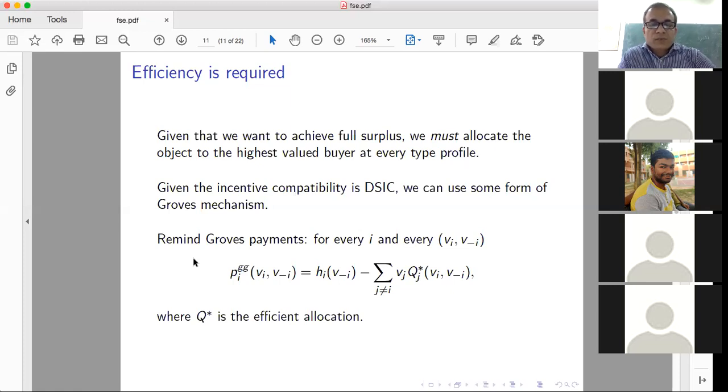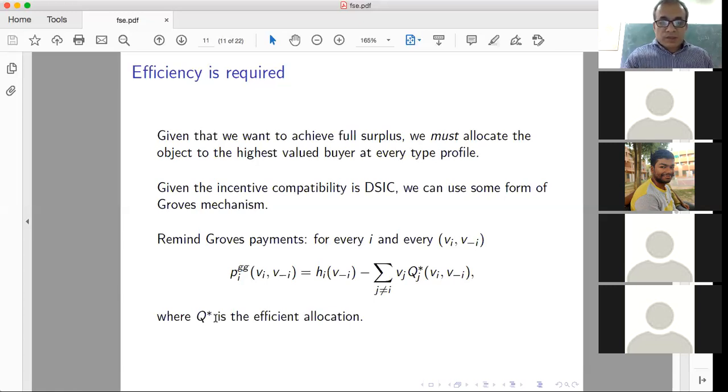Remember, in a Groves mechanism, the allocation rule is that the highest valued bidder gets the object, and the payment is given by a formula: there is an h_i function which depends on the types of the others, minus the sum of values of the other agents. So what is the sum of values that the other agents are getting? Does everyone remember this? This is the gross payment.